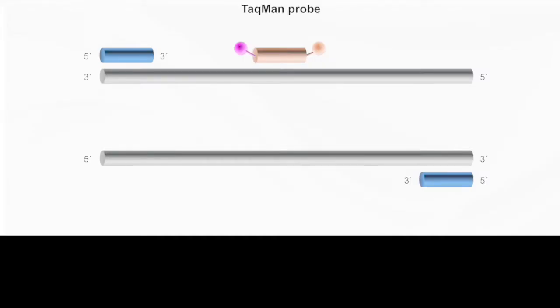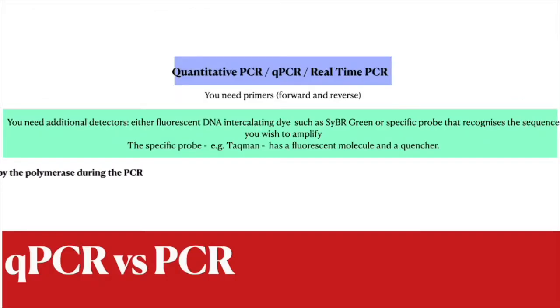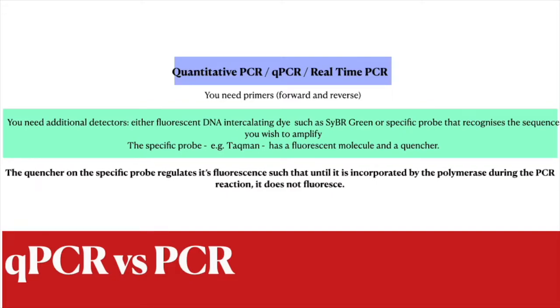If we're zooming in a little bit on where you're using a specific probe for your qPCR rather than just the double-stranded DNA dye, the probe has a molecule called a quencher that stops the fluorescent molecule from giving a signal while it is not part of the PCR reaction. So the signal only occurs when it is incorporated in the PCR reaction.